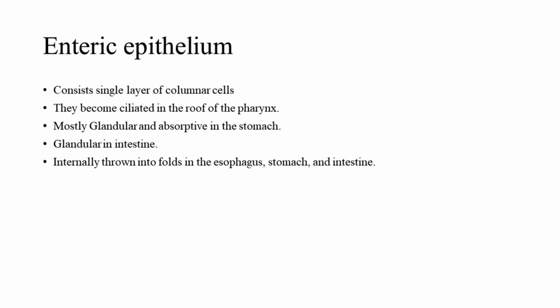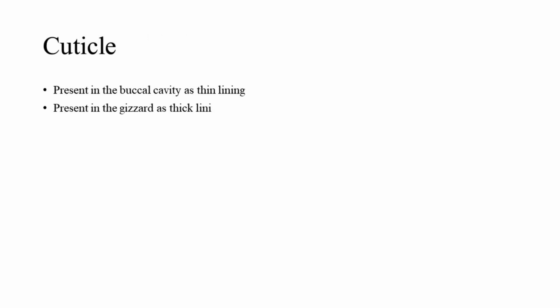Enteric epithelium consists of a single layer of columnar cells. They become ciliated in the roof of the pharynx. Mostly glandular and absorptive in the stomach. Glandular in the intestine. Internally thrown into folds in the esophagus, stomach, and intestine. Cuticle is present in the buccal cavity as a thin lining, and in the gizzard as a thick lining.